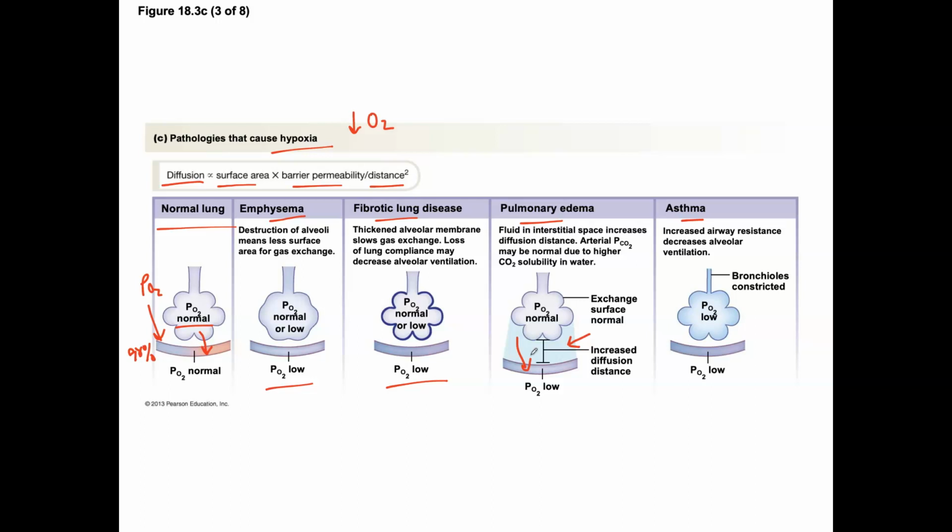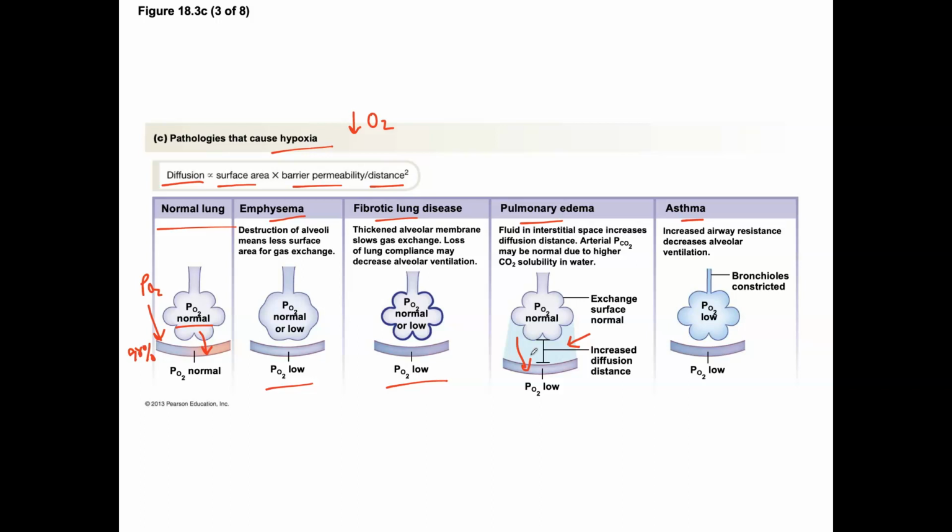We actually see pulmonary edema caused by left-sided congestive heart failure. We see it when there's mitral valve problems within the heart, and we also see it when the lungs suffer from inflammatory conditions. So anything that can lead to fluid in the lungs can affect the oxygen transport into the circulatory system and lead to hypoxia.